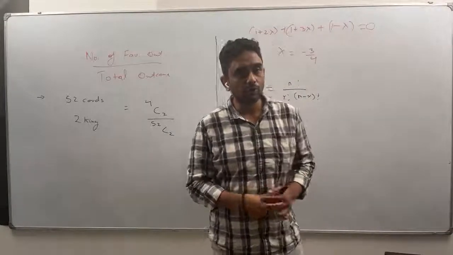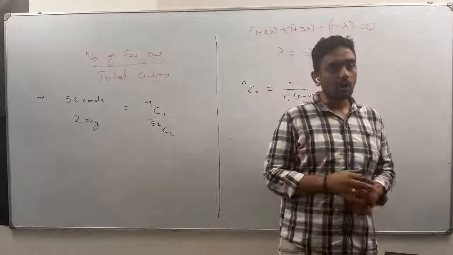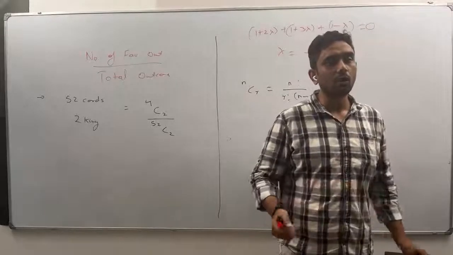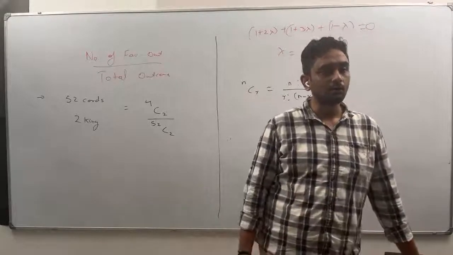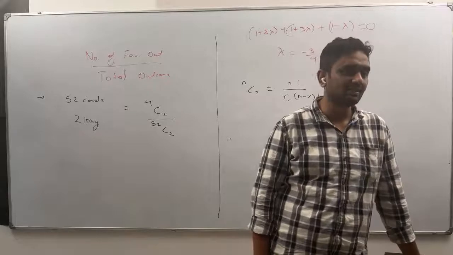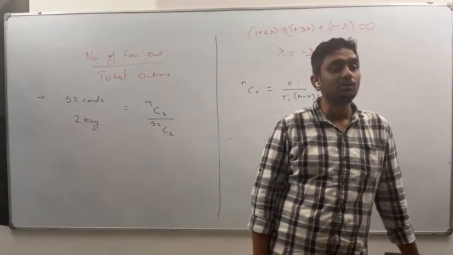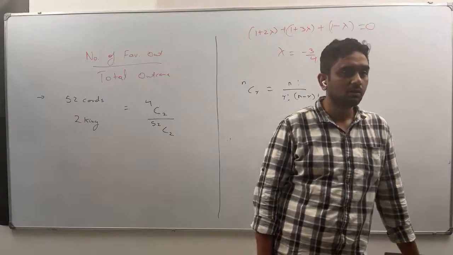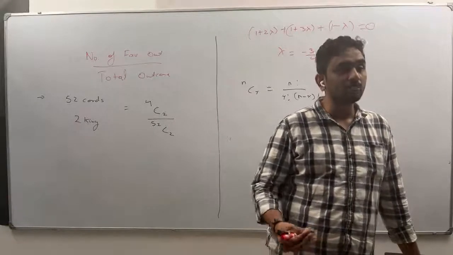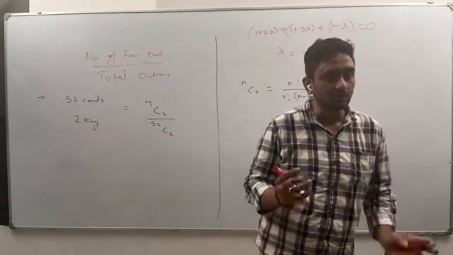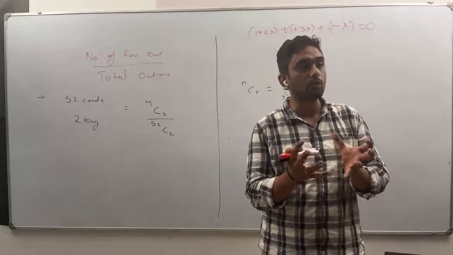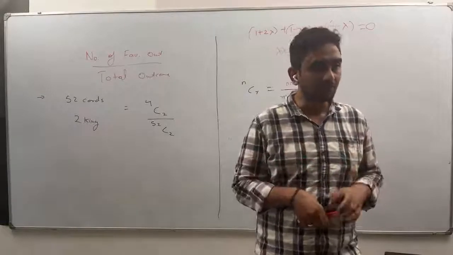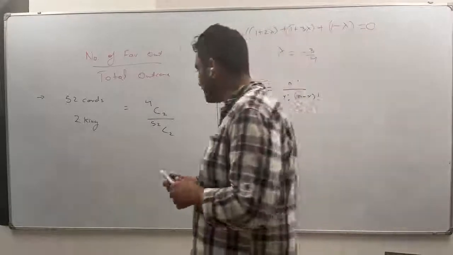So, when you roll a dice, the sample space will be all the numbers 1 to 6: 1, 2, 3, 4, 5, 6. But if I say getting an even number, the event will be 2, 4, 6. So an event is a subset of the sample space. That means it's a set of some outcomes out of all outcomes. That's an event.